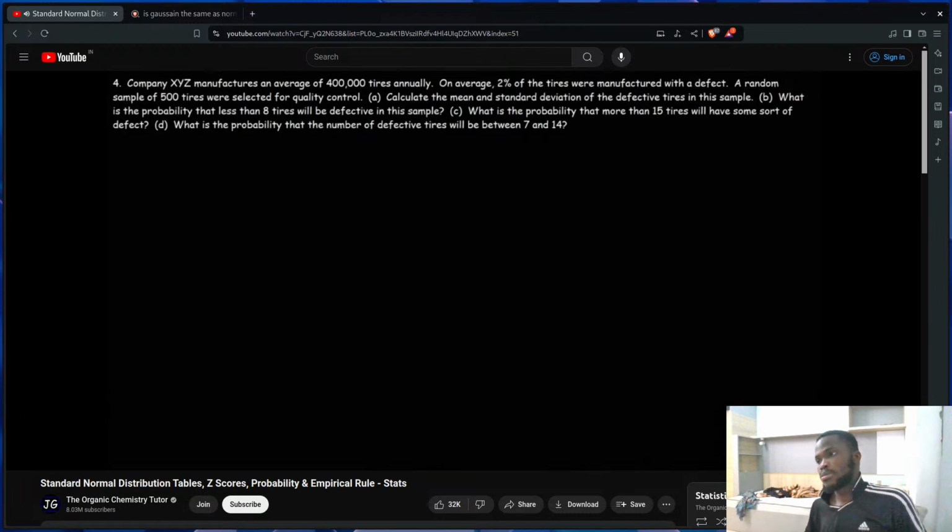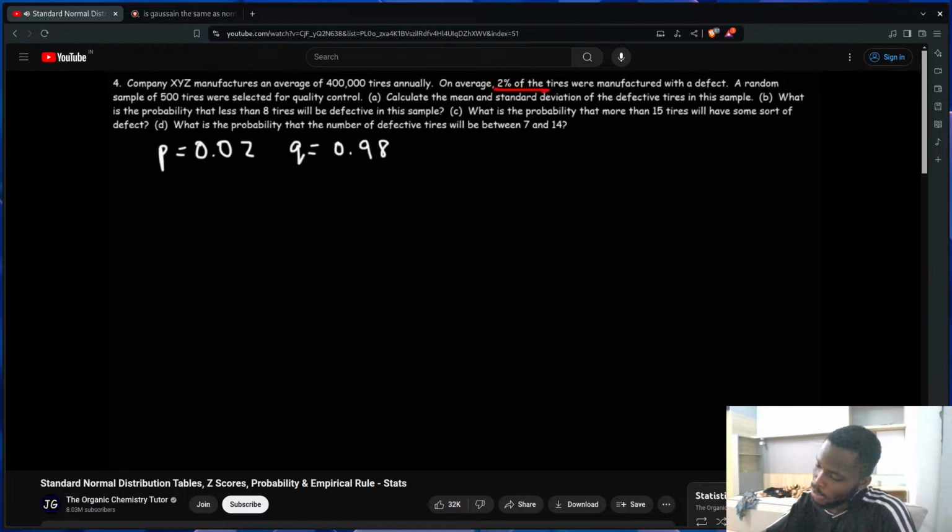The first thing that we want to take into account is that 2% of the tires have a defect. So the probability of getting a tire with a defect is 0.02. The probability of not getting a tire with a defect, that's going to be Q. That's 1 minus 0.02, which is 0.98. Now, we're choosing a sample size of 500 tires, so N is 500. So we're choosing a small sample out of the 400,000 tires that are manufactured annually.